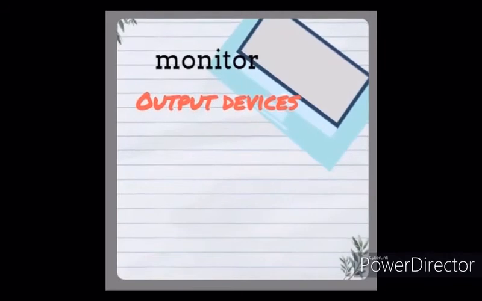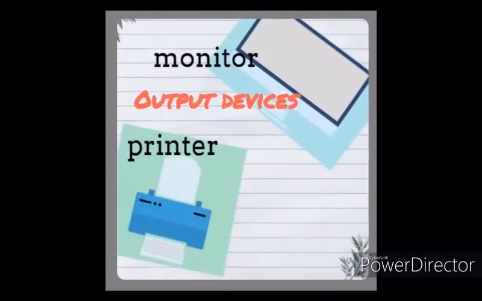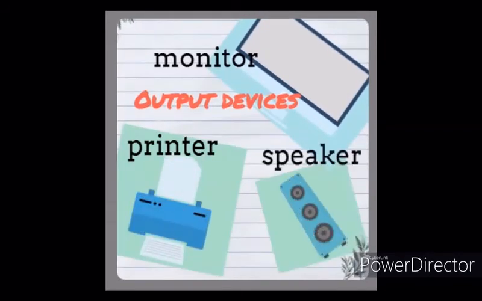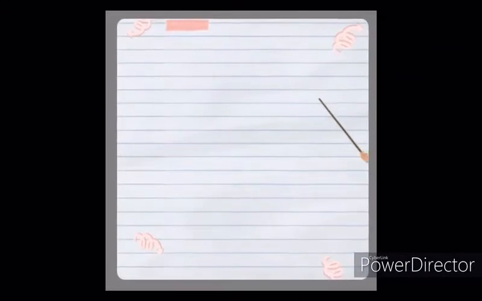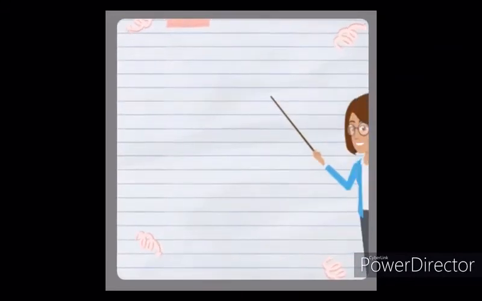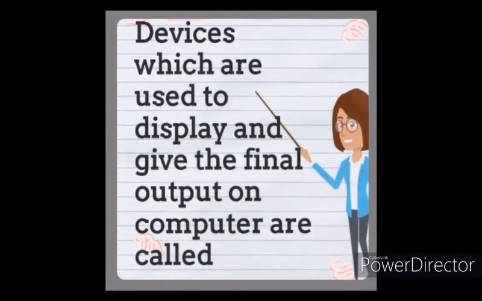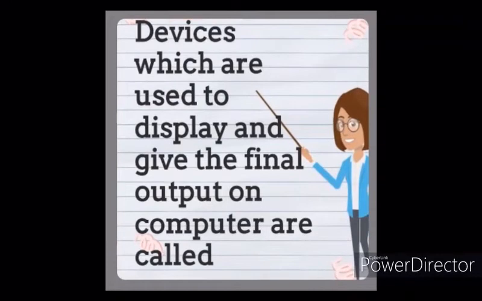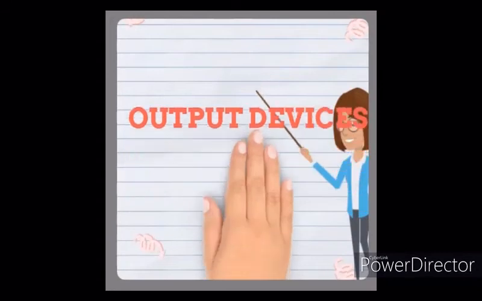Now, what are output devices? Let's see. For example, monitor, printer and speaker, which help you to display or output the final result. Read with me. Devices which are used to display and give the final output on a computer are called output devices.